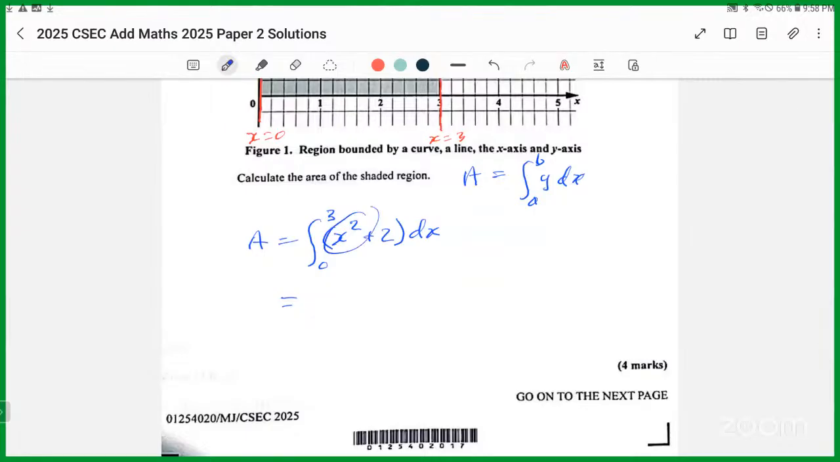So integrate that first: we get x cubed over 3, and the 2 becomes 2x, integrating between the limits of 3 and 0. But the 0 is going to give us 0 everywhere, so the answer really is only with the 3. So that becomes equal. Let me shift this up.